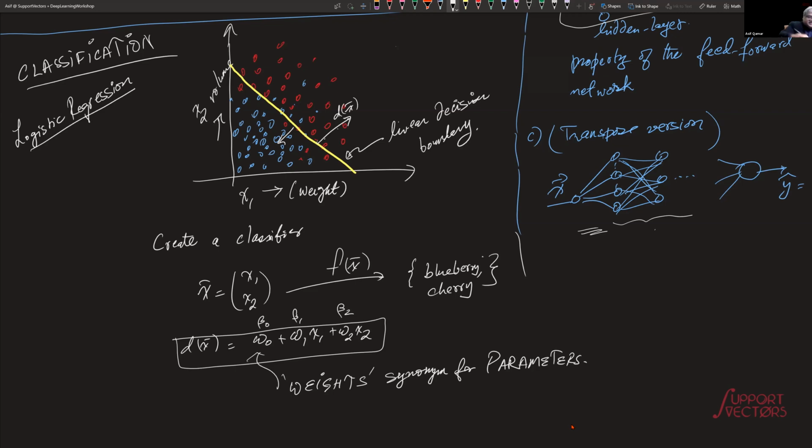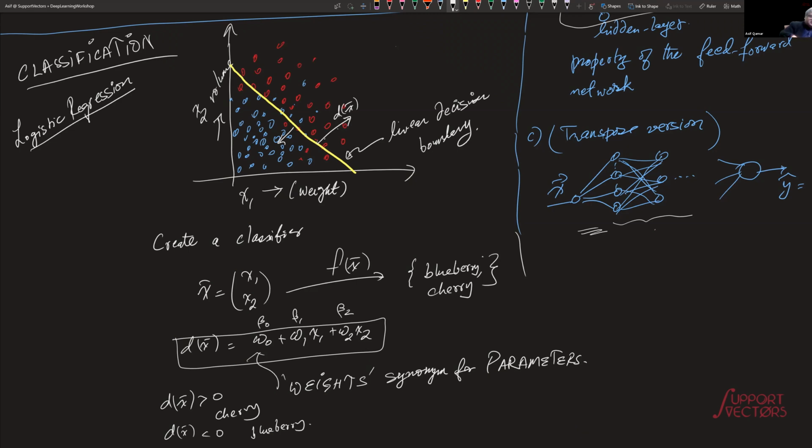So if your distance d(x) is positive, greater than 0, cherry. If it is less than 0, blueberry. And if d(x) is 0, you're sitting on the yellow line, you're undecided. You can go either way. So that's your logistic regression.